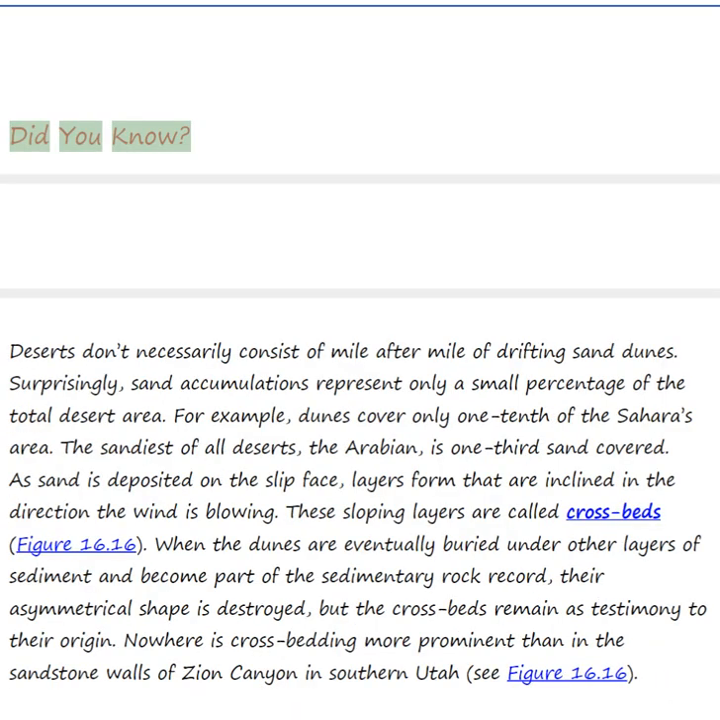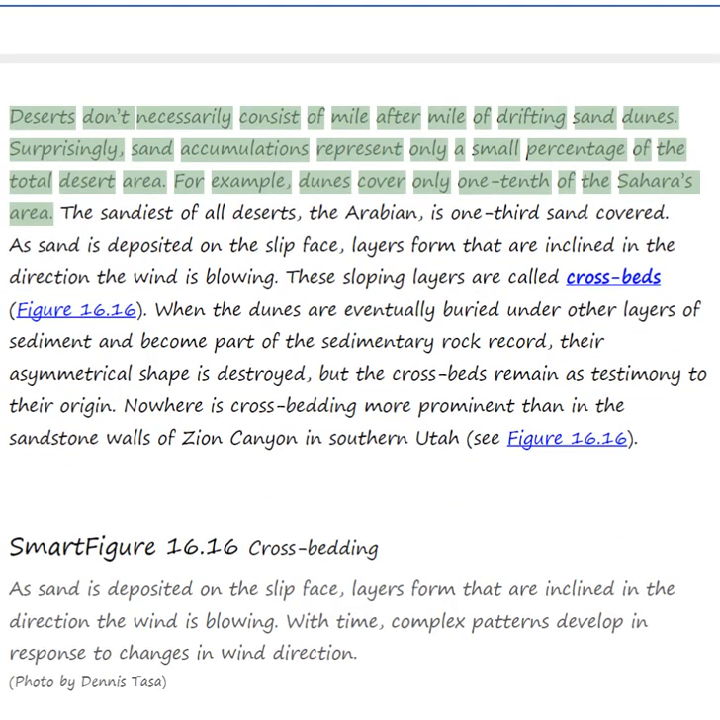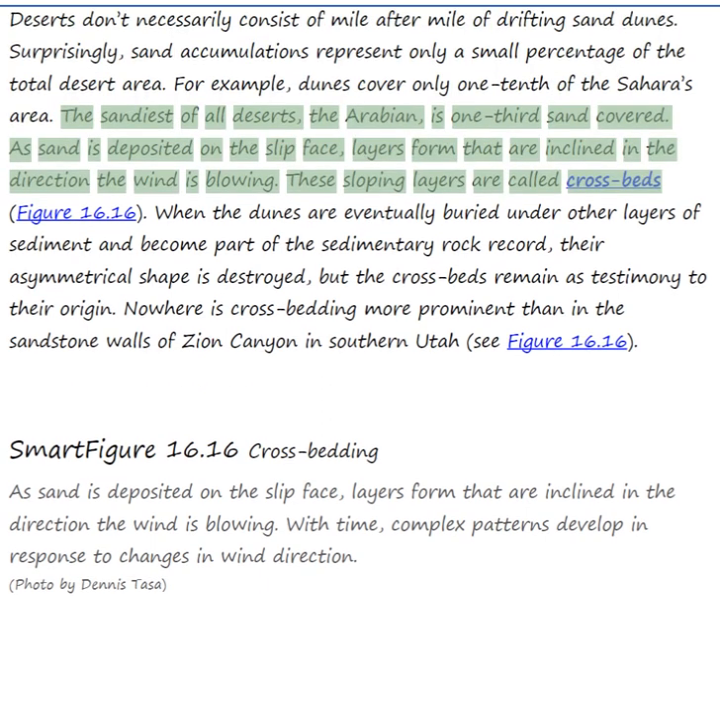Did you know? Deserts don't necessarily consist of mile after mile of drifting sand dunes. Surprisingly, sand accumulations represent only a small percentage of the total desert area. For example, dunes cover only 1/10 of the Sahara's area. The sandiest of all deserts, the Arabian, is 1/3 sand-covered.